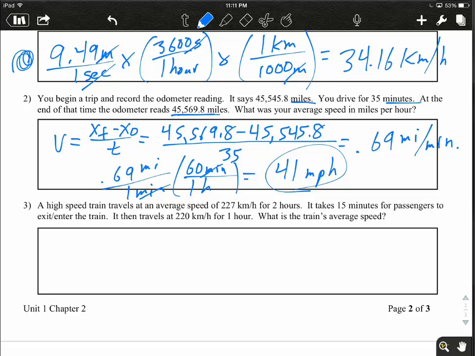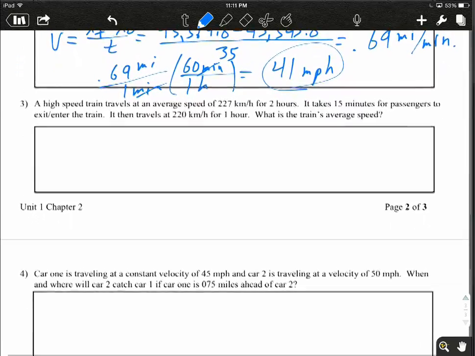And again, I rounded. The test says you can use anywhere from 2 to 4 significant figures. Again, I usually go to two decimal places, and they don't care. They're not going to mark you wrong for it either way.